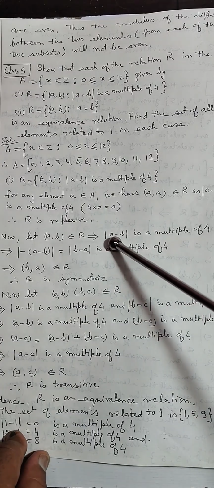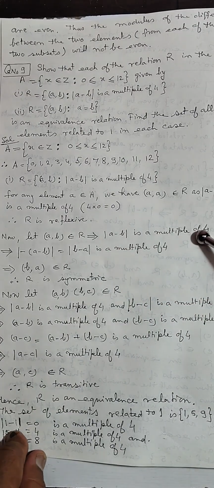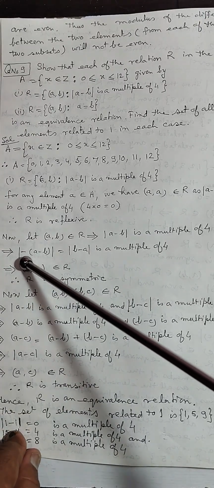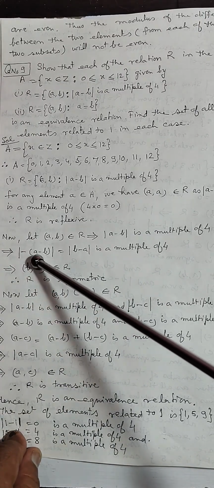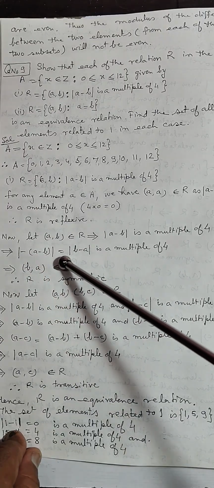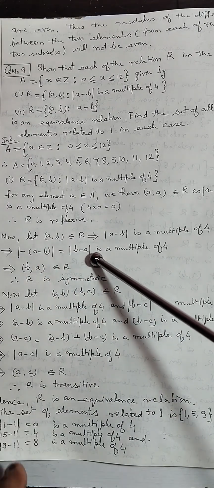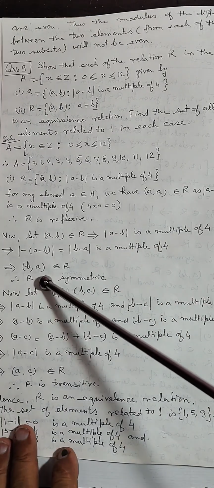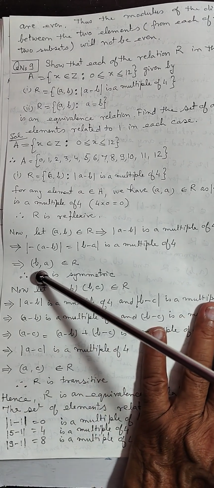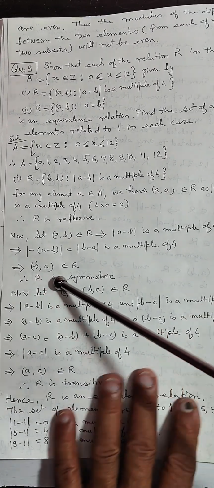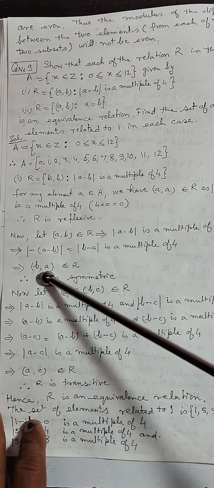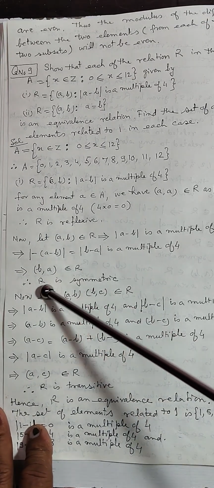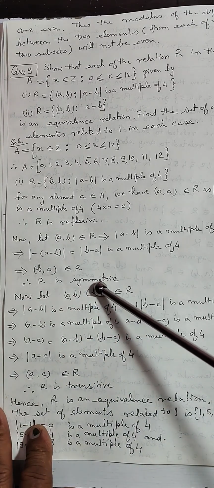Now let (a, b) belong to relation. This implies that mod of a minus b is a multiple of 4. Further, it implies that, just we have taken minus, mod of minus in bracket a minus b, that will be equal to b minus a. Mod of b minus a is a multiple of 4. अब देखिए यहाँ पर (b, a) belongs to relation, therefore R is symmetric.